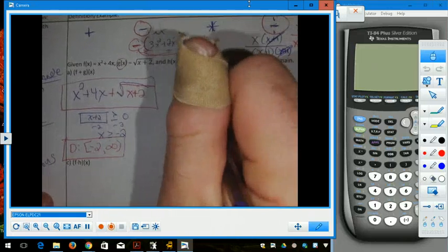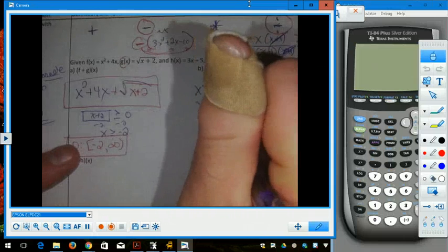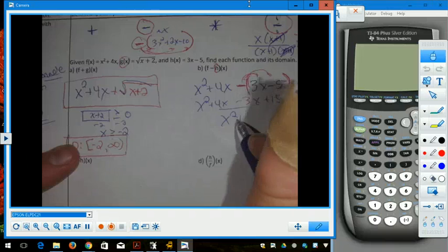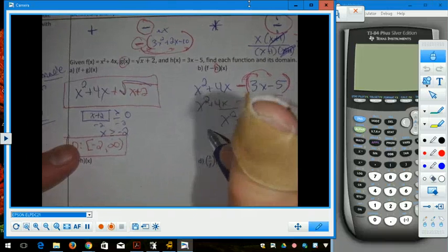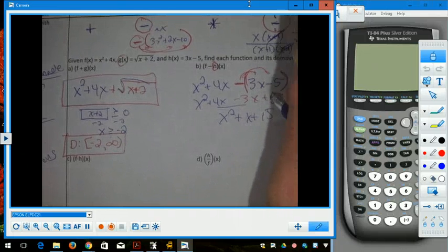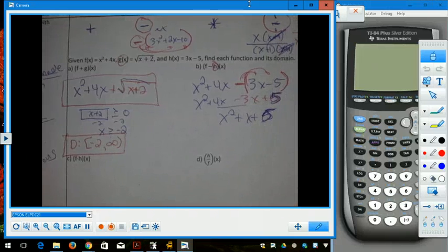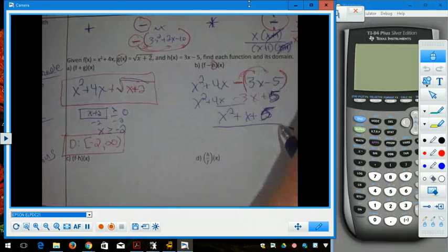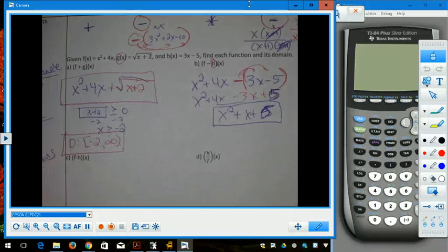And now we can combine like terms. So this is going to give us x squared plus x plus 5. Thank you, I don't know why I got 15. I distributed the 3 apparently too. Yeah, just 5. Thank you. Just the negative got distributed. All right, so this is our resultant function from the subtraction of those two functions.